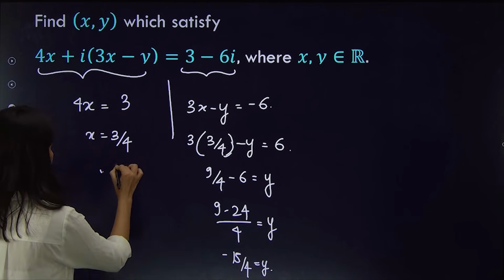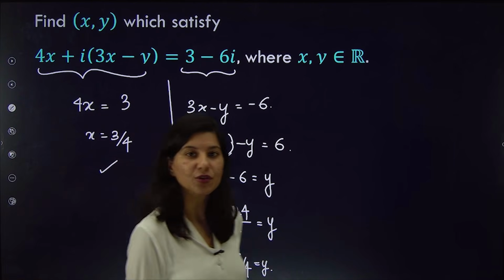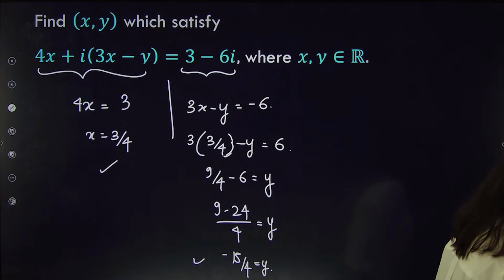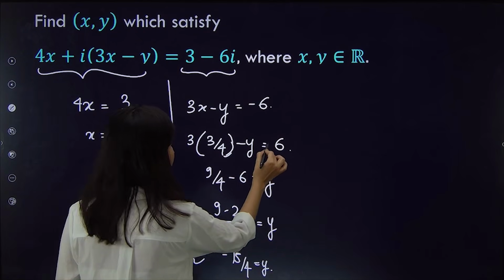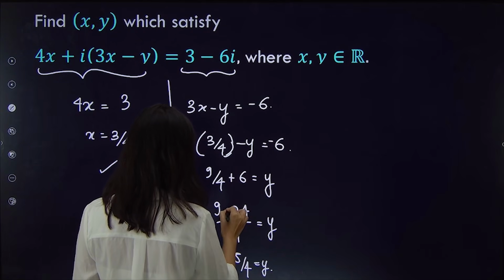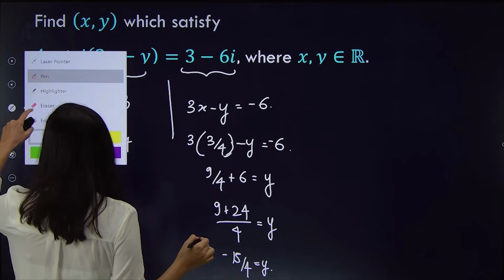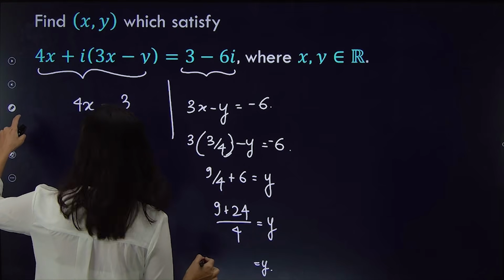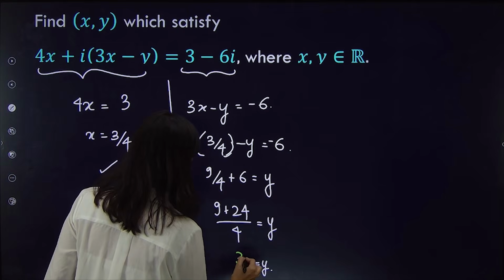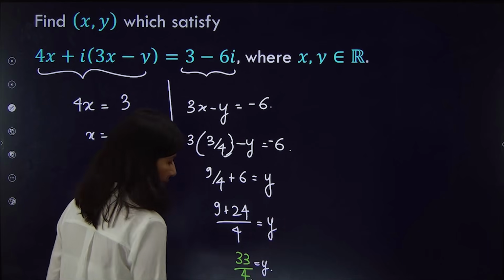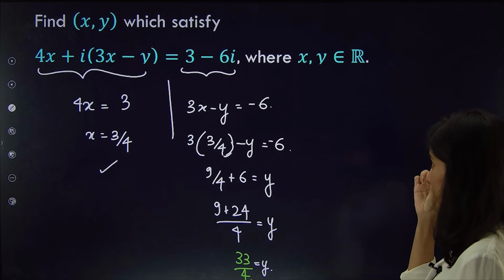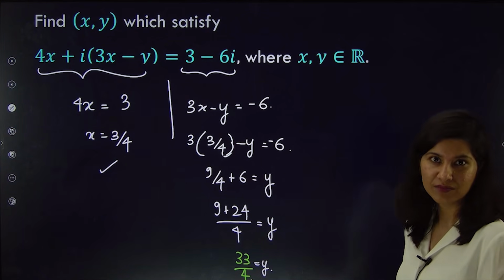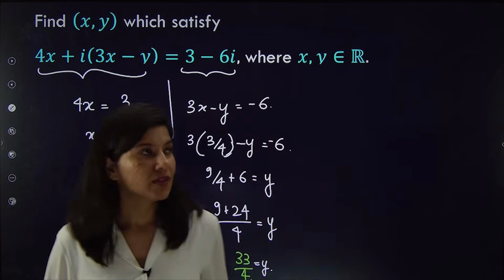So x and y are right here in front of you. We've just compared, nothing else. It is minus 6, right? Plus 6 plus. So this is 33 by 4. Okay, clear? So whenever two complex numbers are equal, we just need to equate. That's it.